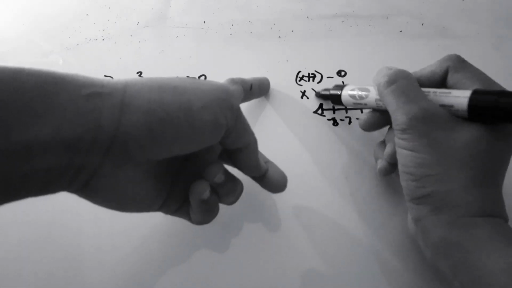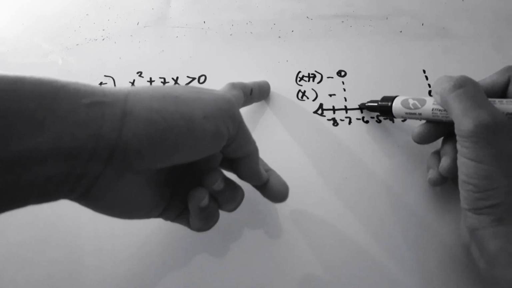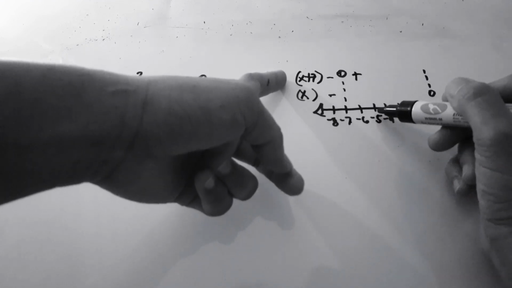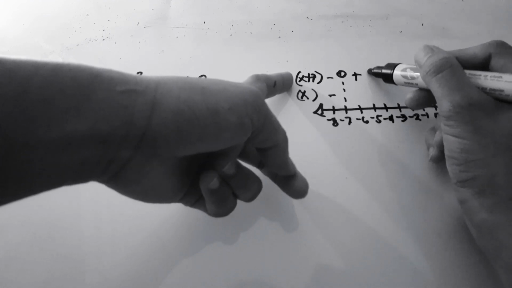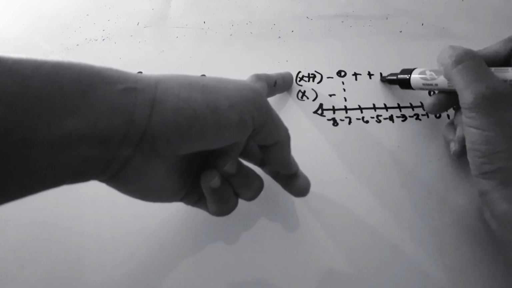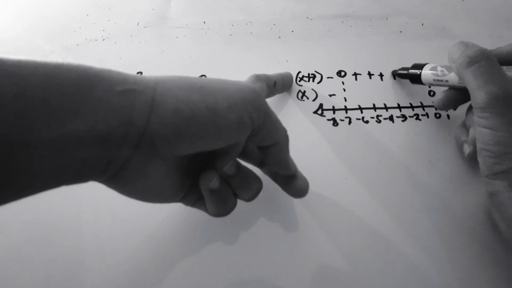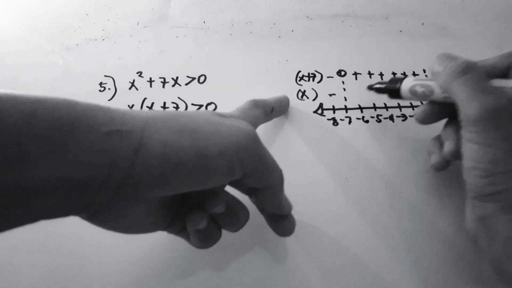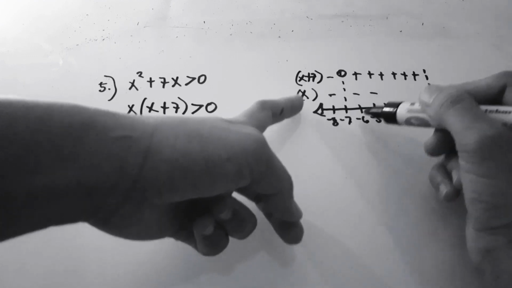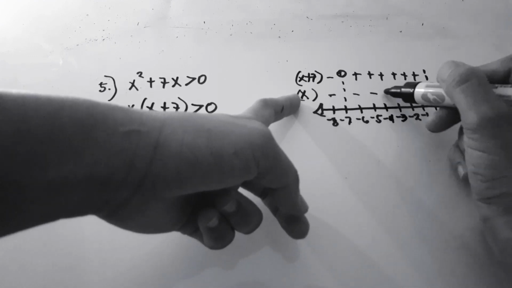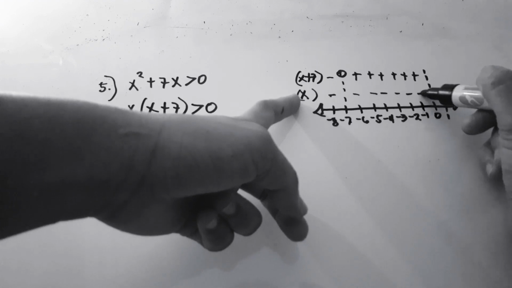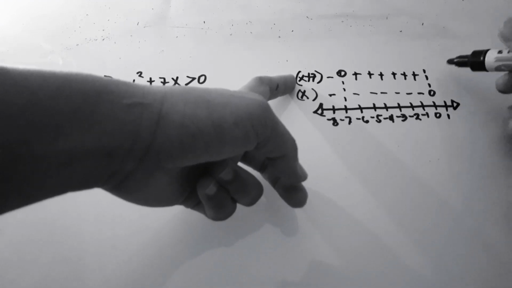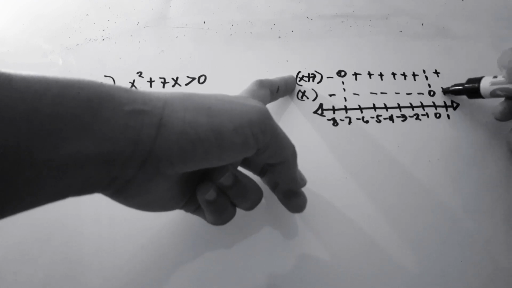And if x is negative 6, then negative 6 plus 7 is positive. Negative 5 plus 7 is positive. Negative 4 is positive. All is positive here, and x is negative here, so all is negative in this section. And if x is positive 1, all is positive here.